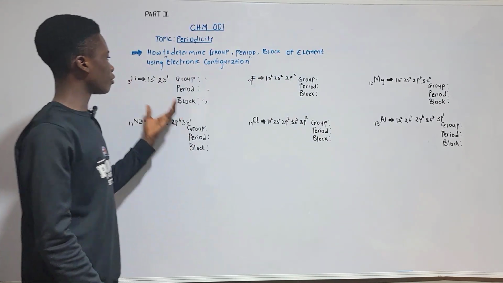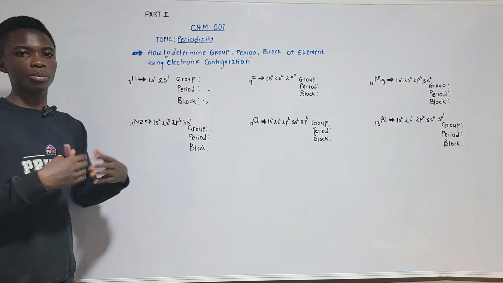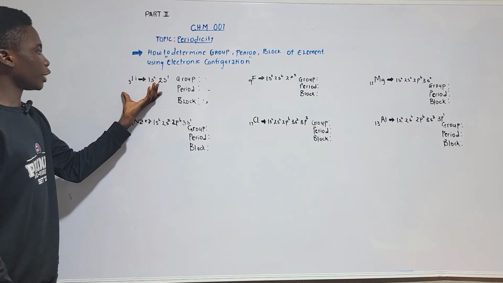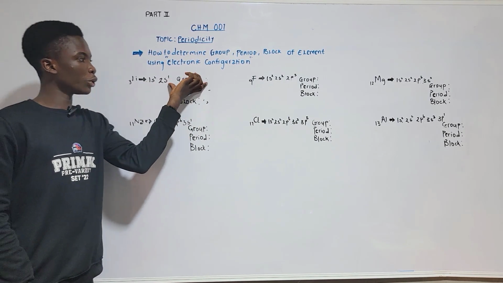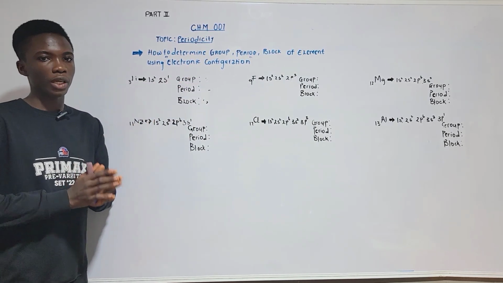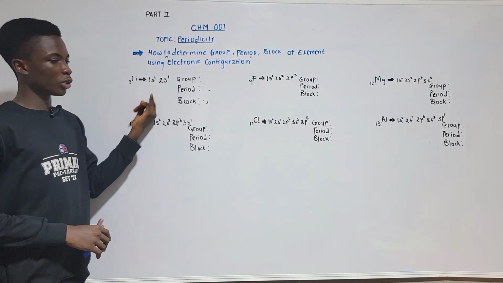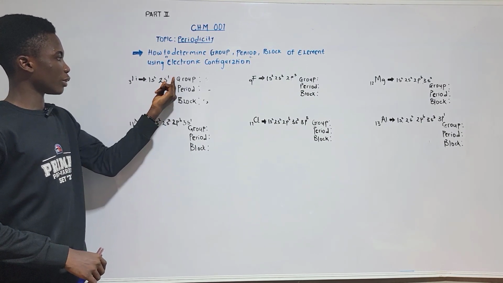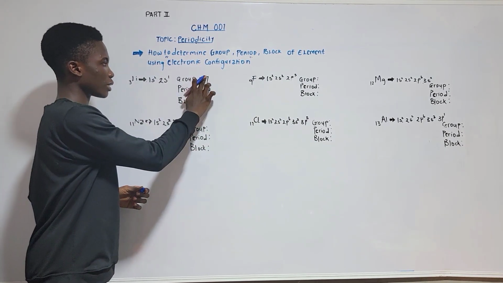For an example, we have lithium. If you're asked to determine the group, period, and block to which lithium belongs, you can use the electronic configuration. The electronic configuration for lithium is 1s2 2s1. The group is determined by the electron in the outermost shell, the valence electron. Lithium has 2 shells, the first shell and the second shell, and the electron in the second shell is 1. That means lithium belongs to group 1.